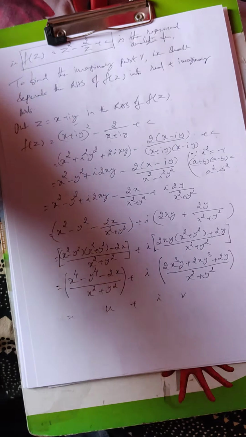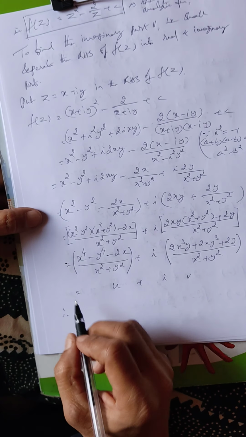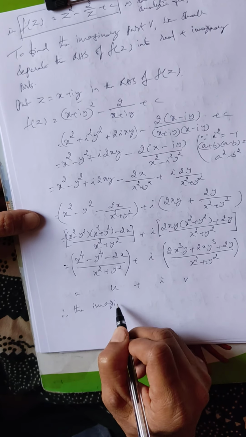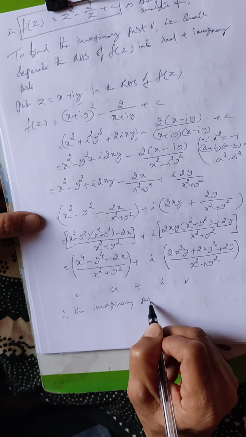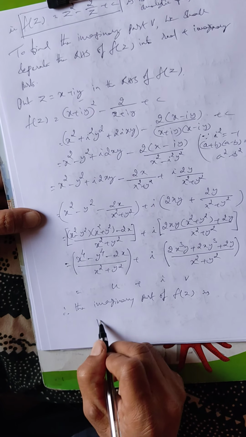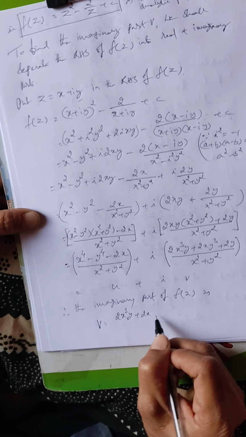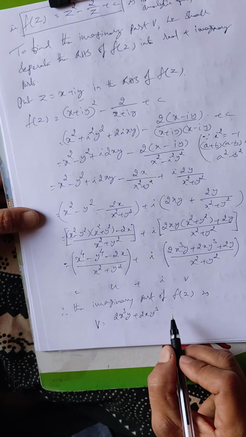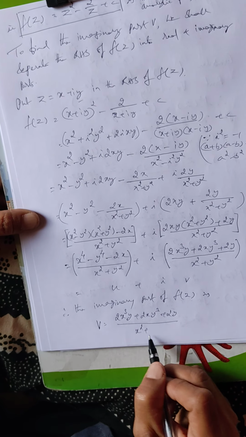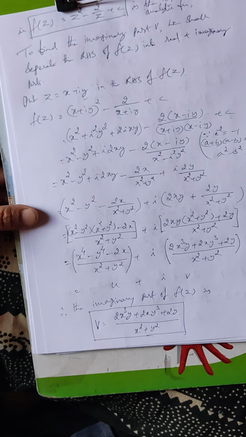So therefore the imaginary part of f of z is v, which is equal to 2x cube y plus 2xy cube plus 2y, this whole divided by x square plus y square. It is the required answer.